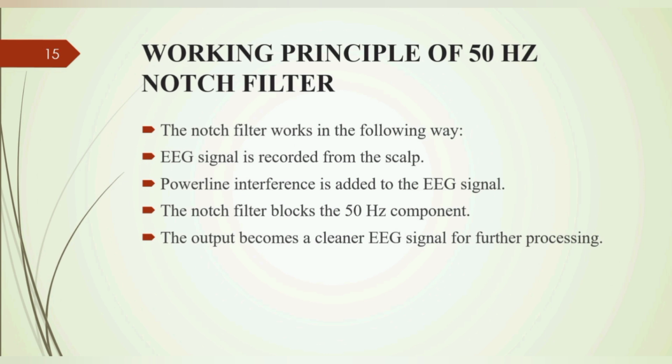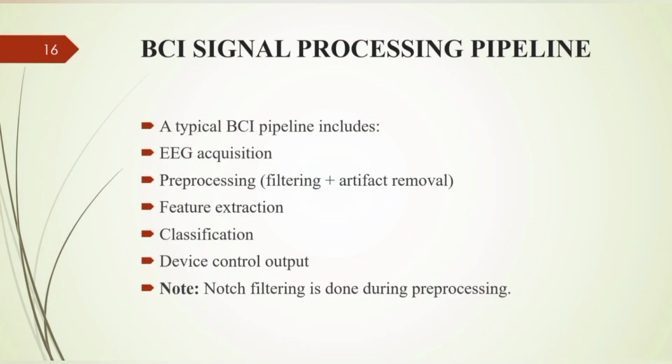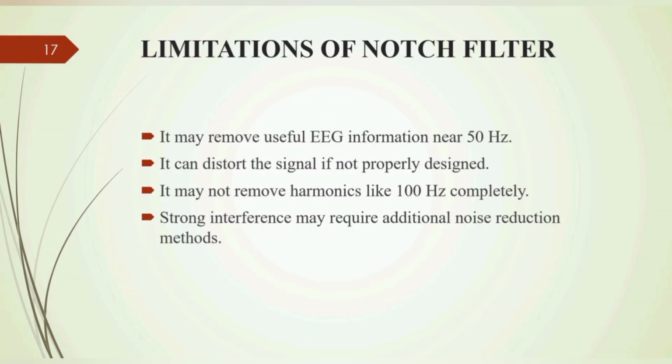Next, let us see where this fits in the BCI pipeline. BCI signal processing pipeline. The BCI pipeline includes EEG acquisition, pre-processing, feature extraction, classification, and device control. Notch filtering is performed during the pre-processing stage. Limitation of notch filter. Notch filters may remove useful EEG information near 50 Hz. Improper design can distort signals. They may not remove higher harmonics like 100 Hz.